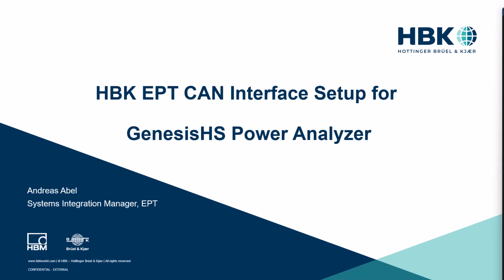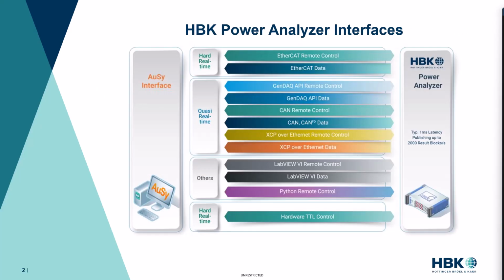And today, in this session, I want to talk about the CAN interface setup for the Genesis high-speed power analyzer. The CAN interface is one of the available interfaces for our power analyzers, which have a really low latency, and they can publish up to 2000 results per block per second.